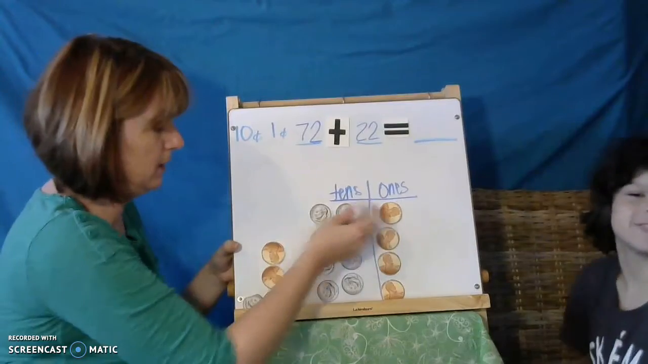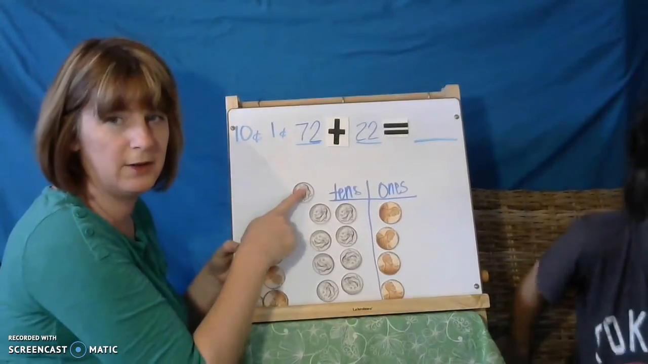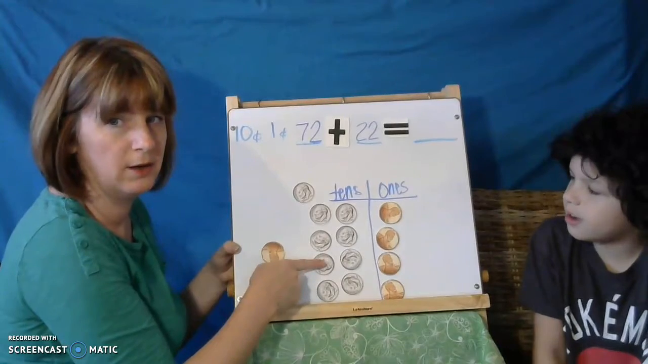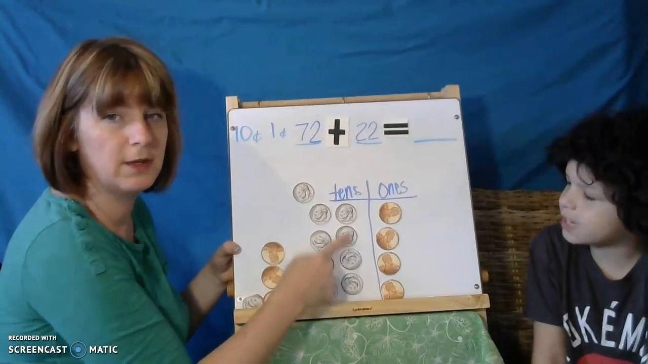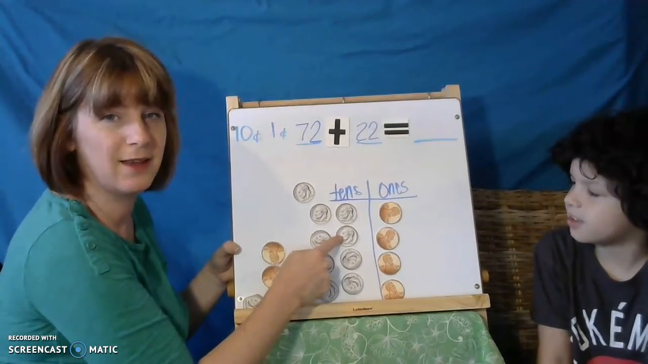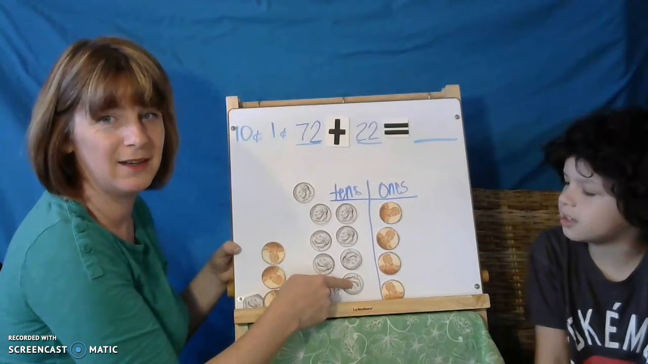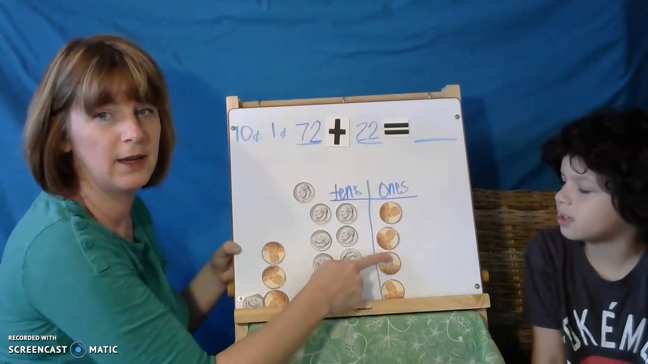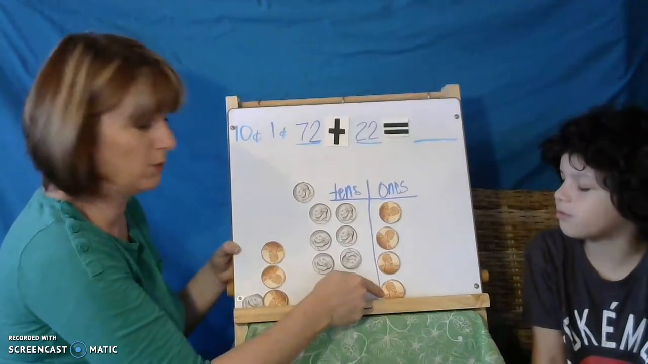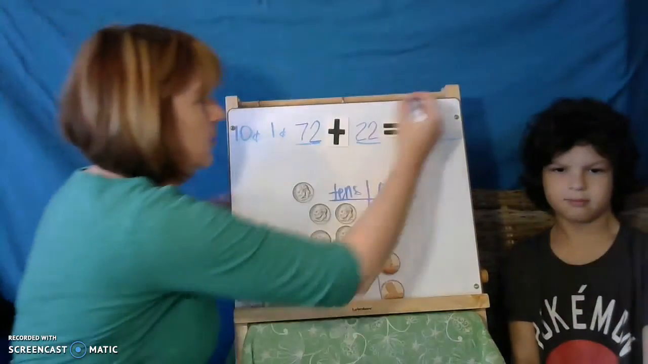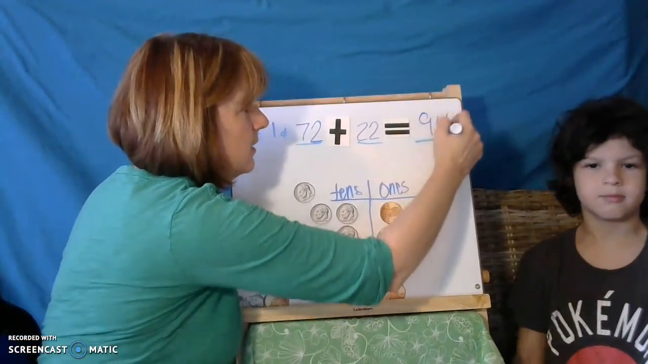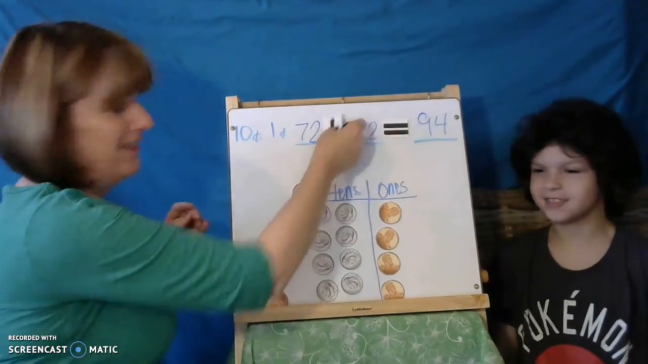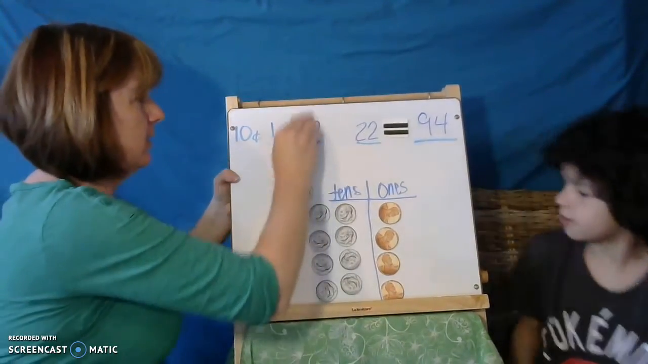Okay, so now we can add them. So let's just count. 10, 20, 30, 40, 50, 60, 70, 80, 90, 91, 92, 93, 94. Wow, that's a big number. Now you've got 94 cents. Okay, let's clean these up. You put it back while I clean up.